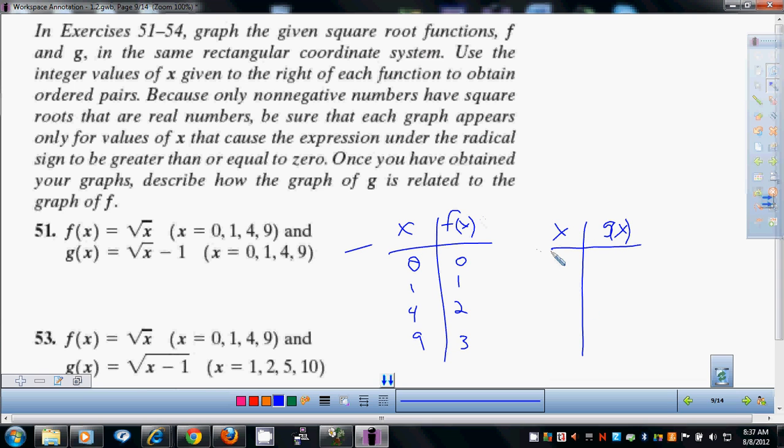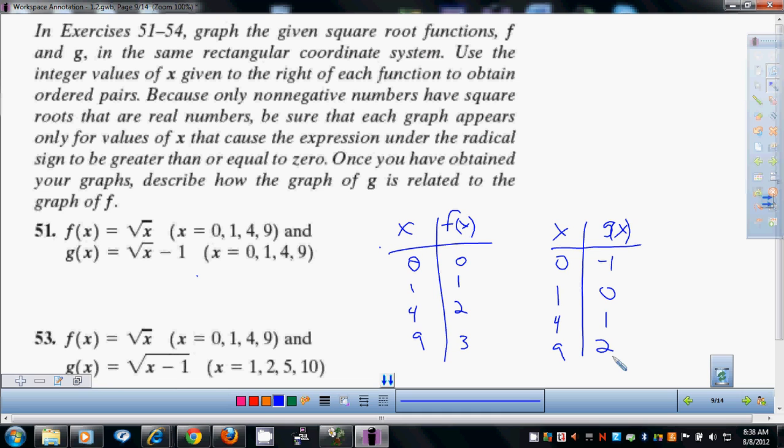Then I have to do the same thing for my g of x function. So that'll be negative 1. Square root of 1 is 1, minus 1 is 0. Square root of 4 is 2, minus 1 is 1. Square root of 9 is 3, minus 1 is 2. And then it becomes just like the last one.